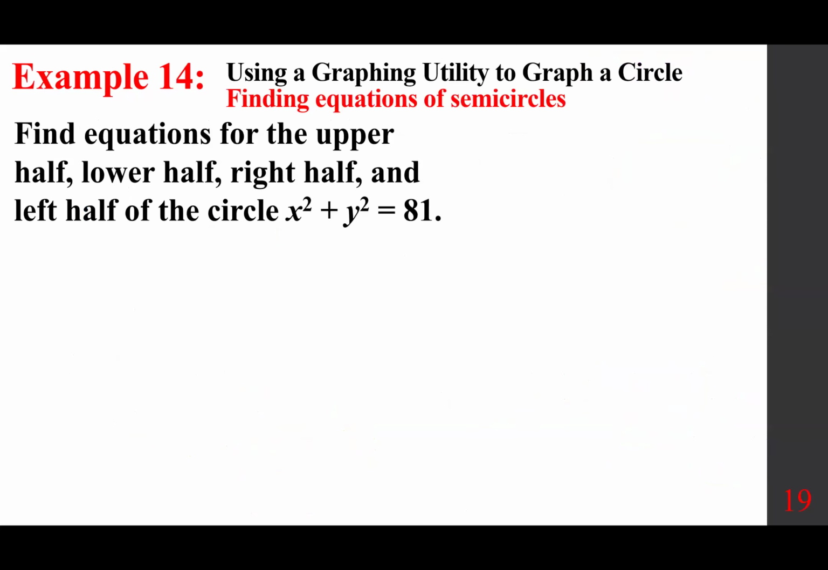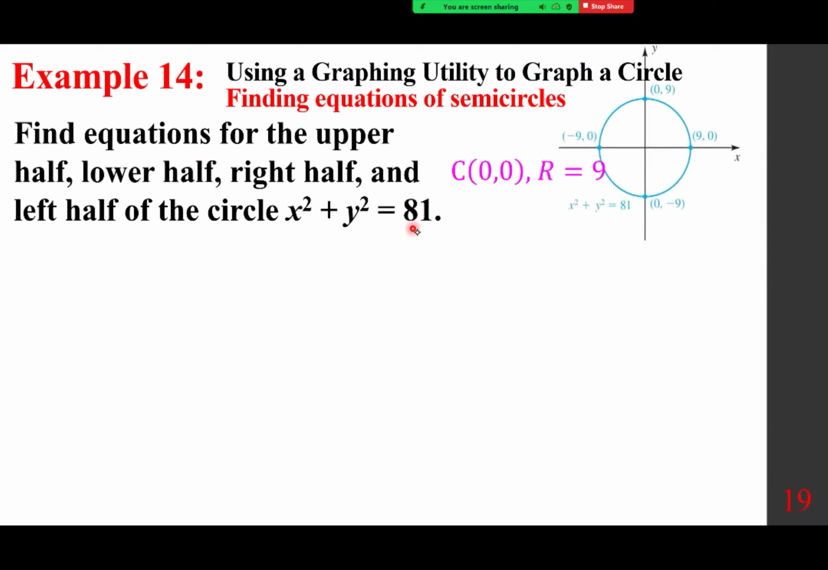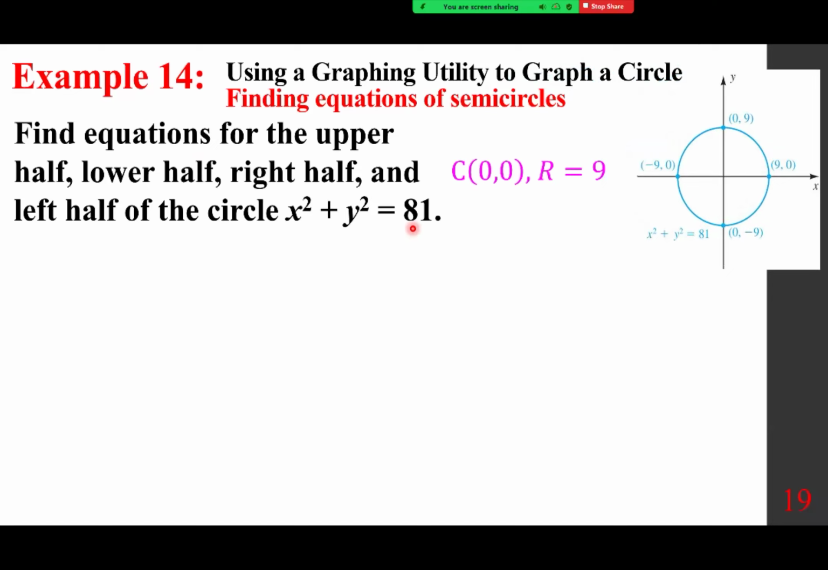Using a graphing utility to graph a circle, finding equation of semicircles. Find equations for the upper half, lower half, right half, and left half of the circle x squared plus y squared equals 81. As you know, this is a circle centered at 0, 0 with a radius of square root of 81 or 9, and it looks like that. So we have the top half, we have the bottom half, we have the right half, we have the left half. By the way, this is not a function.